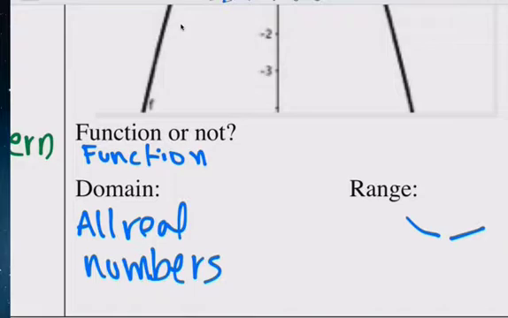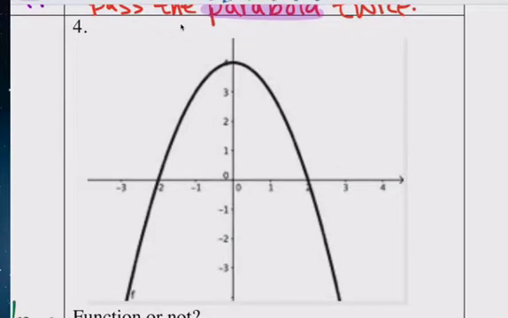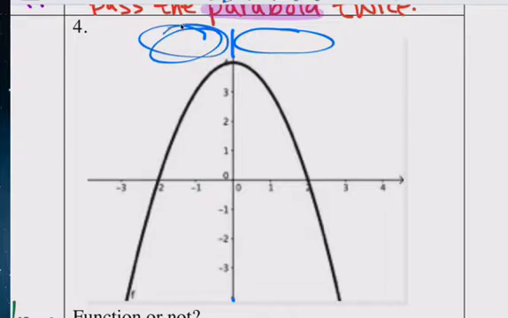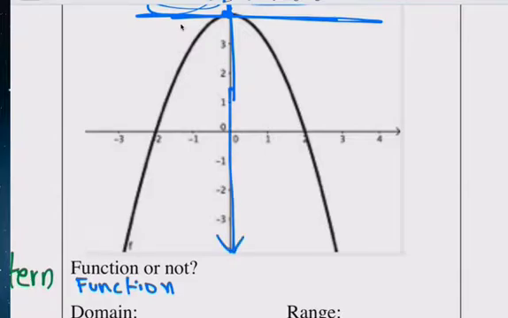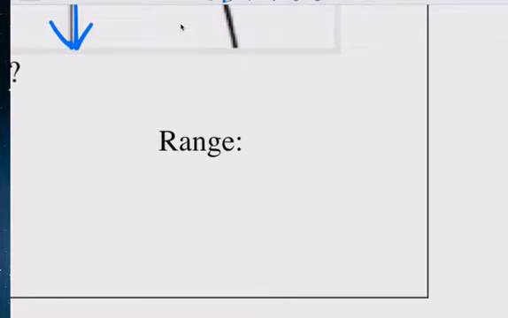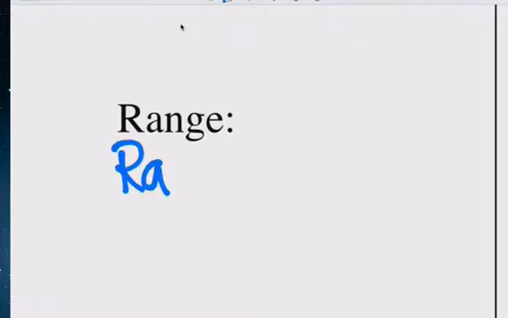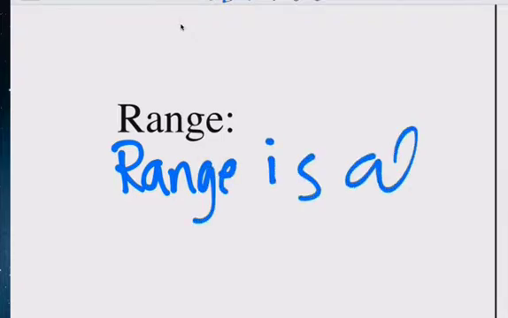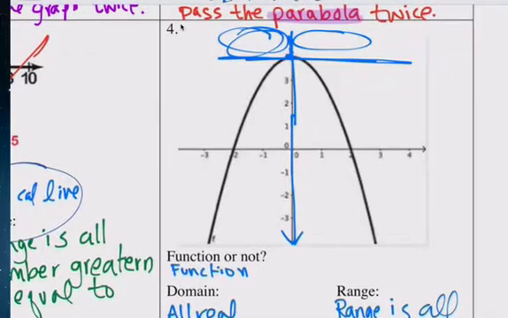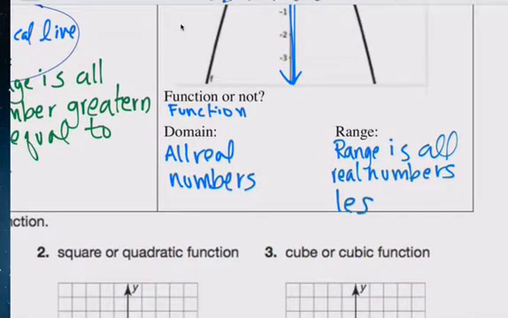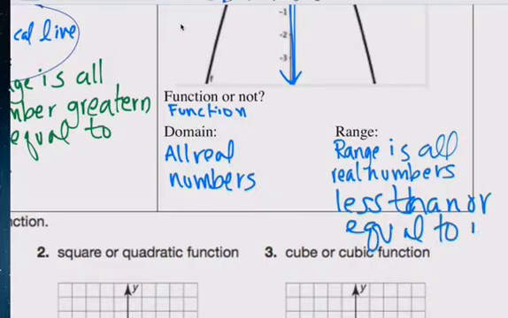Now, the range is what y can be. Well, y can't be up here because there's no graph up here. So y starts right here at this line. That line is 4. So the range is 4 or less, or the most appropriate wording is all real numbers less than or equal to 4.